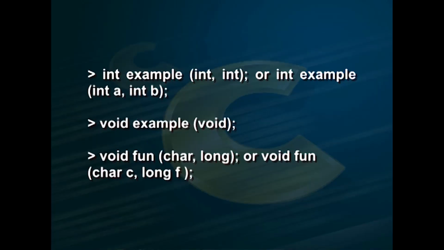int example(); or int example(int a, int b); Next one, void example(void); Another one, void fun(char, long); or void fun(char c, long f); The names of the arguments within the function declaration need not be declared elsewhere in the program, since these are dummy argument names recognized only within the declaration.